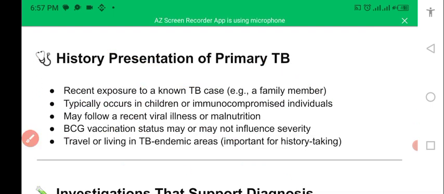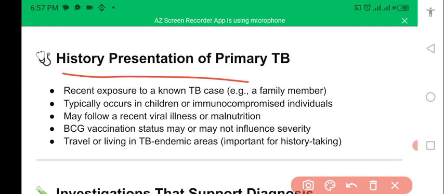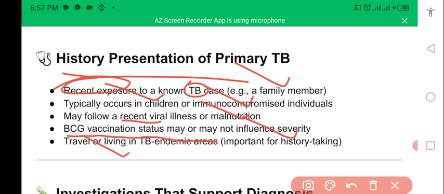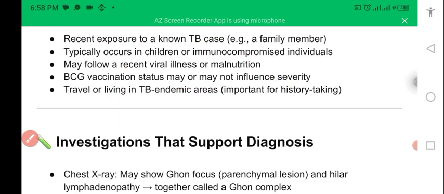History presentation of primary TB: the patient has recent exposure to a TB case, like family members. Children and immunocompromised patients are more prone to develop primary TB, and the patient may give a history of a recent viral illness and malnutrition. The patient's BCG vaccination status may or may not influence the severity. Travel history is also important in the history of the patient.